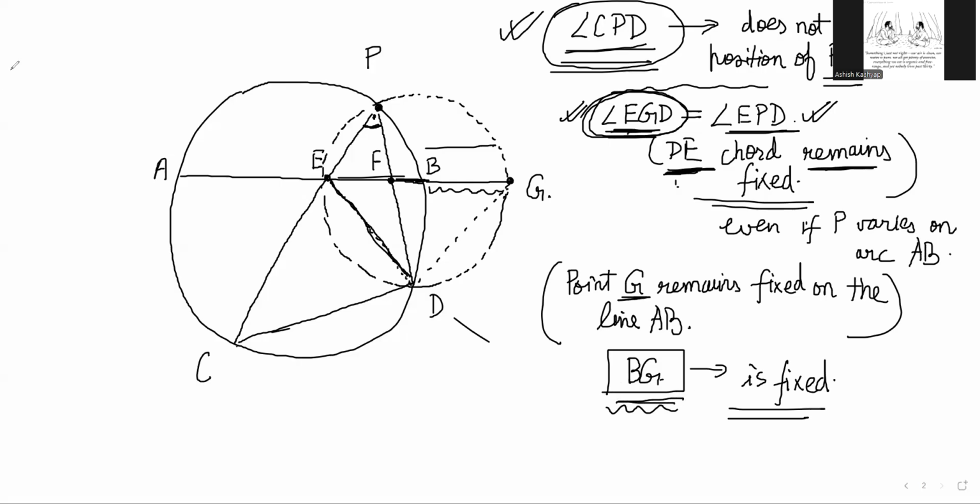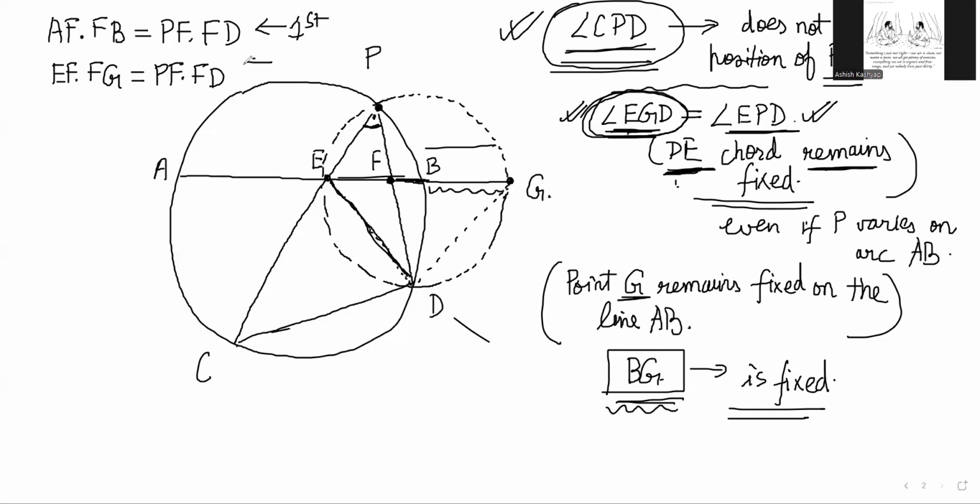Now we can do power of a point of point F and say that AF into FP is equal to PF into FD for the first circle. And we can also do power of a point F for the second circle. We can say EF into FG is equal to PF into FD, right? This is for the first circle. This is for the second circle.